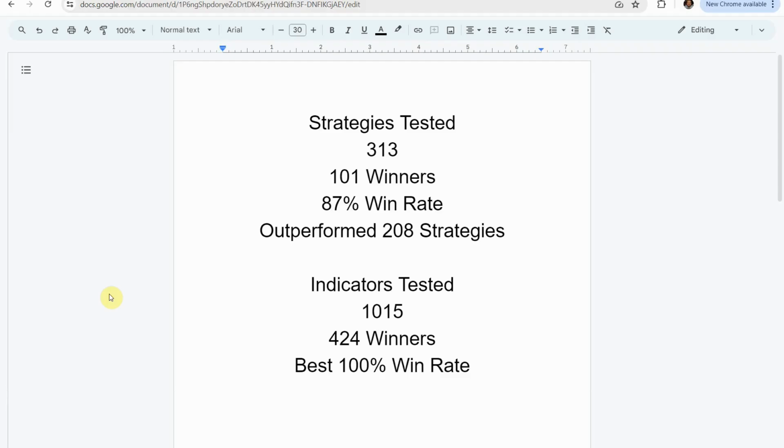Alright, as I said, today we will be testing a new version of an old indicator. Before we do though, I wanted to put the testing scoreboard up for everyone to see. So to date, we have tested a total of 313 strategies with 101 of them being winners. The best one so far was able to achieve an 87% win rate. That was achieved using the Academy of Forex indicator. And so far, since we've been keeping track, it has outperformed 208 of the other strategies that we have put it up against, every single one so far. We've also tested a total of 1,015 indicators, with 424 of them being winners.